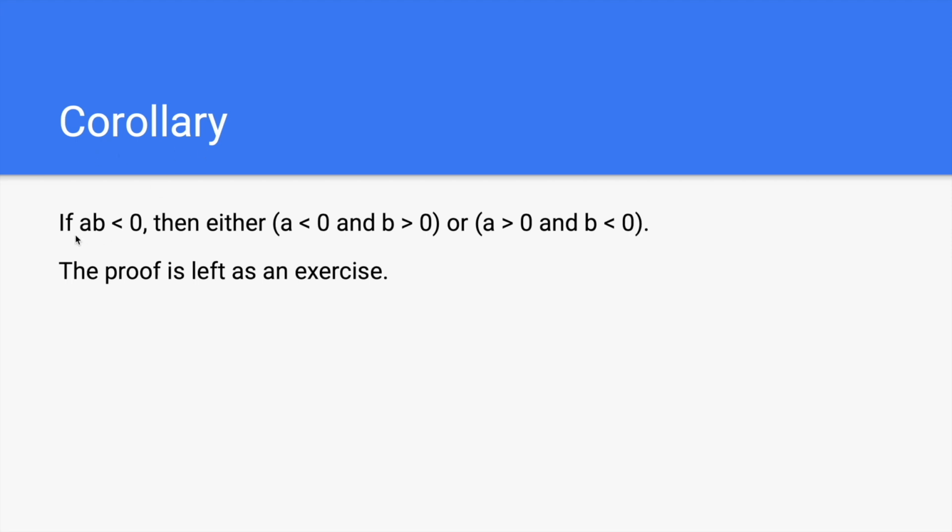Corollary. If AB is less than 0, then either bracket A is less than 0 and B is greater than 0, or bracket A is greater than 0 and B is less than 0. The proof is left as an exercise.